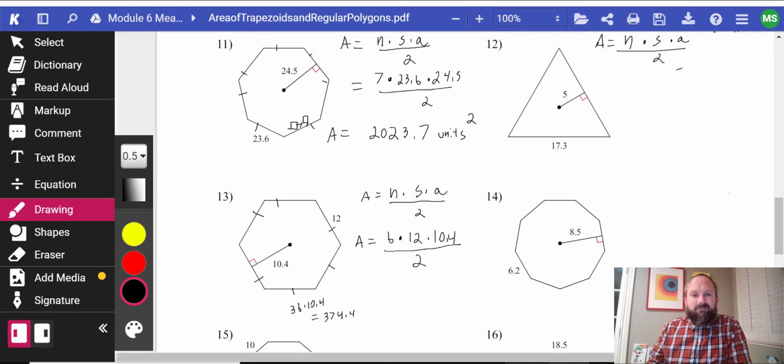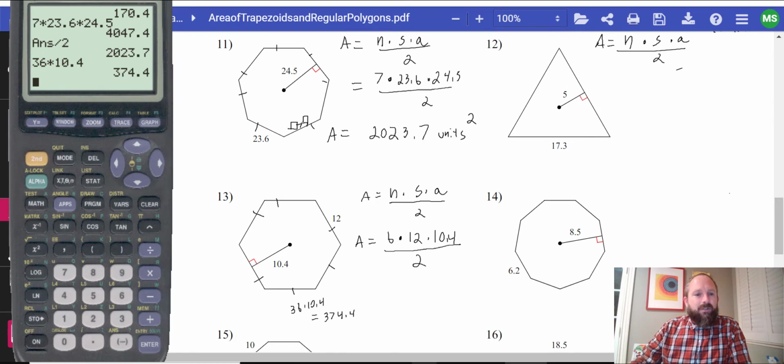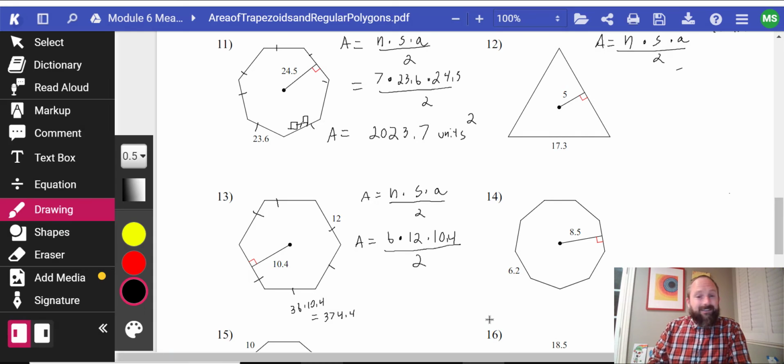374.4. But let's say you don't believe that. You're like, hey, I don't believe you can divide first. Well, let's just do it. We're going to do 6 times 12 times 10.4, and then divide by 2. And by golly, here's our answer, 374.4. But wait, that's not the answer, because we are counting what? Squares. So it's going to be 374.4 square units, or units squared.